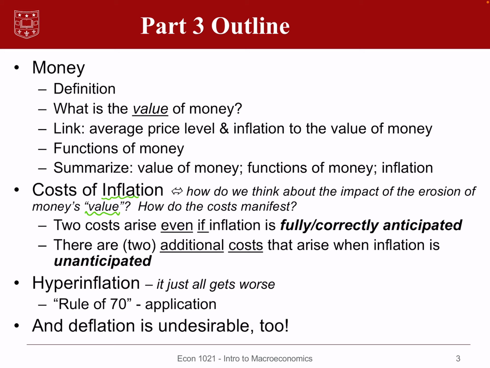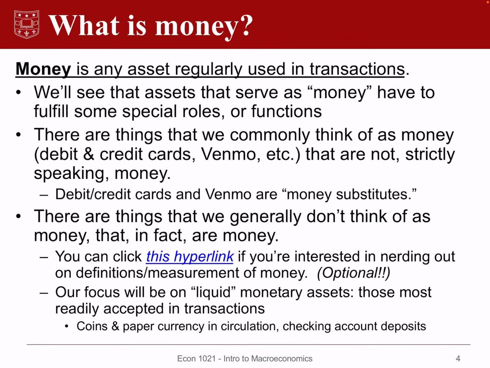We'll talk very briefly about hyperinflation and a rule of thumb known as the rule of 70, and then speak a little bit, just one slide, about deflation. So, in terms of thinking about our broader objective of what are the costs associated with inflation, what I want to do is begin with a definition of money.